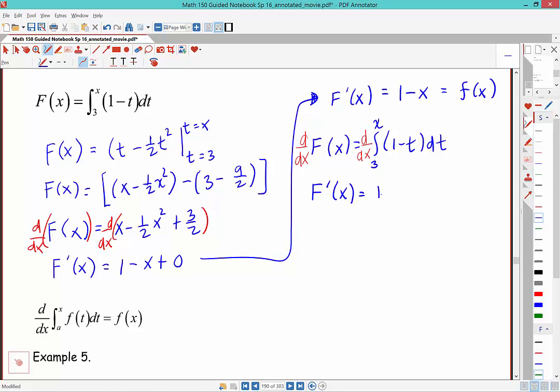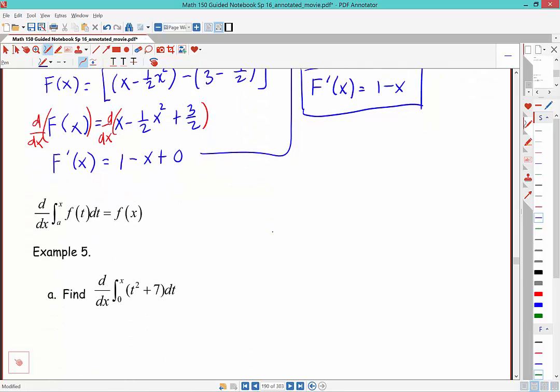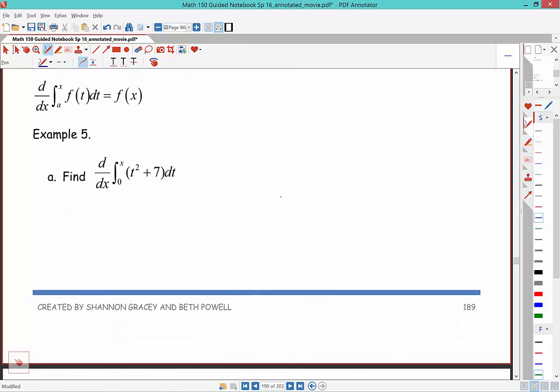So I put the theorem up there for you. So let's do this guy. What do you think? What's this going to be? You want to use the second fundamental theorem. Beautiful. This is just going to be x squared plus 7 by the second fundamental theorem of calculus. Isn't that awesome? Now, sometimes things can get a little more... Actually, we're good. Okay. Here we go.